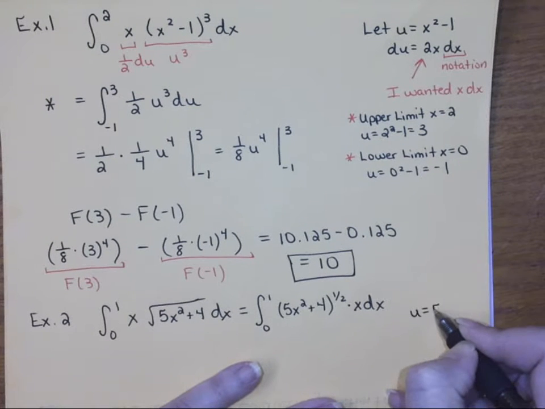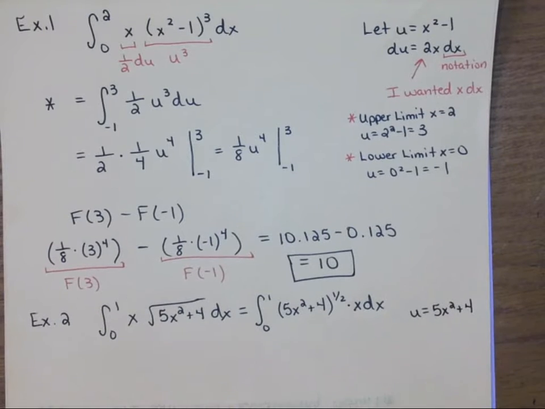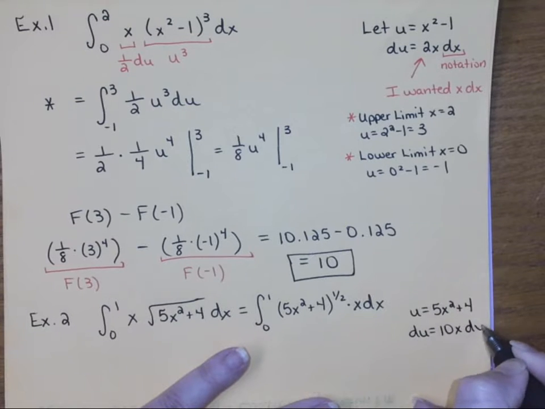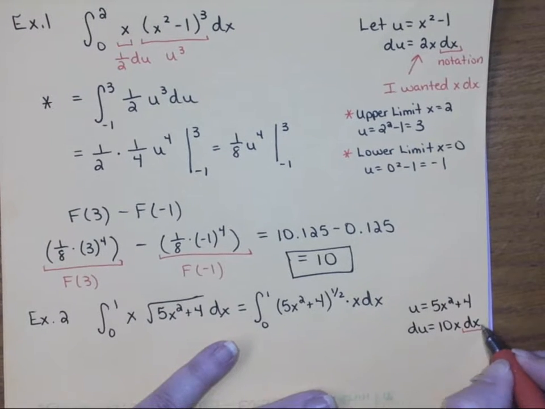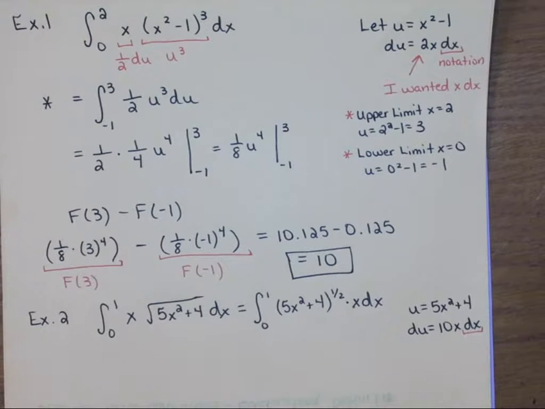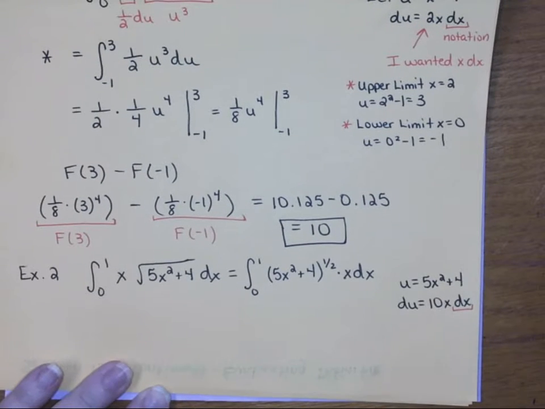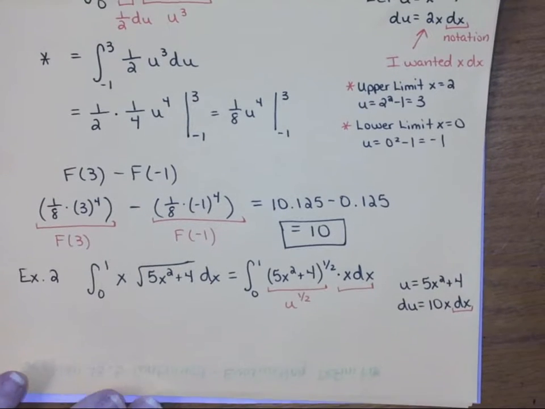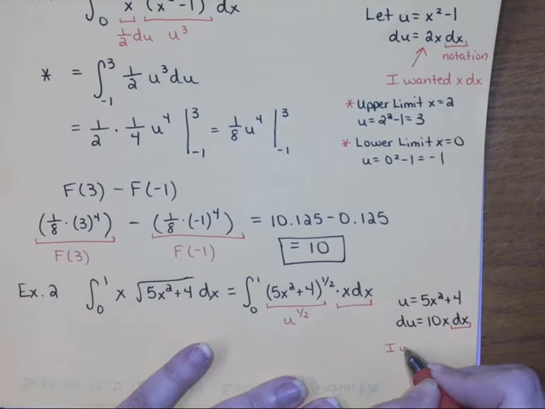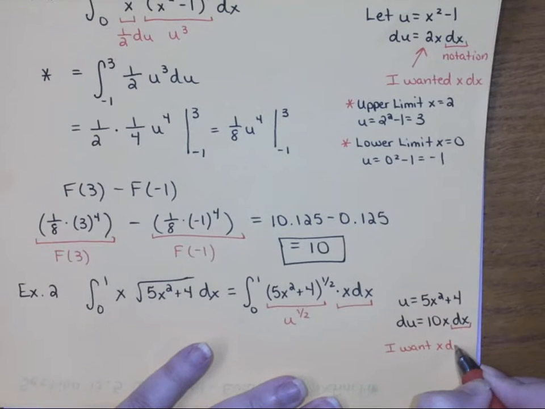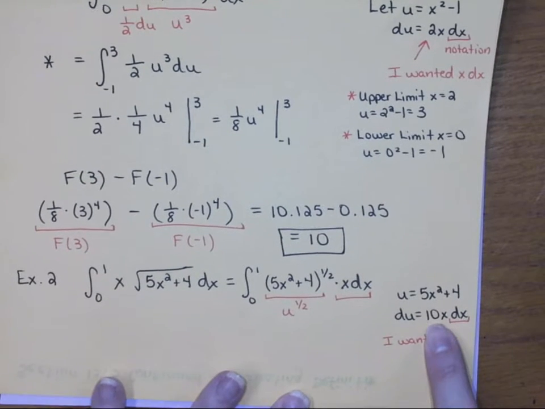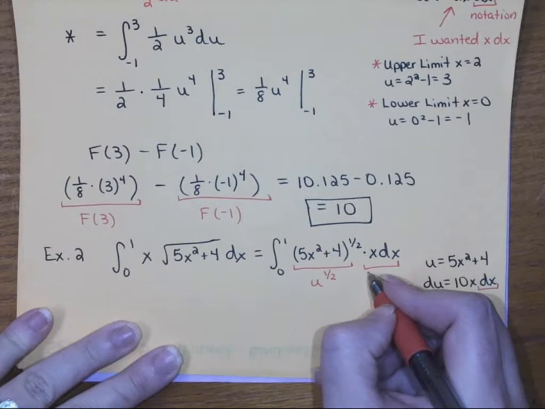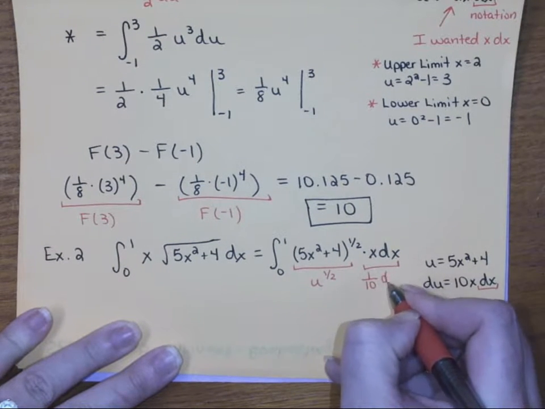So I'm going to let u be 5x squared plus 4. That's the inside piece, right? Notice the derivative of that would be 10x, and then don't forget your notation of dx. I'm underlining this because that should always be there. It's just notation. But notice if I go back over here, I can rewrite this as u to the 1/2, but I struggle when I get here, right? Notice that I want this to look like x dx. In other words, I do not want that 10 there. So how can I get rid of a 10 by multiplying by a constant? I can just do 1/10 du.